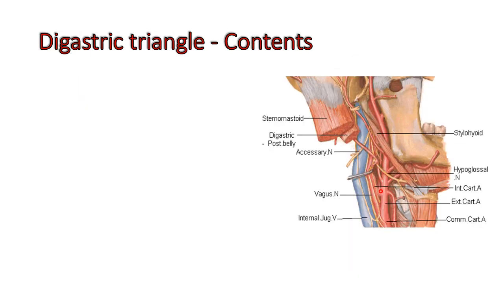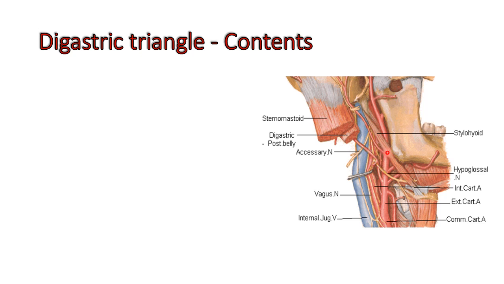In the other, deeper plane, the structure you see is the external carotid artery. The external carotid artery is seen in a groove before entering the parotid gland, because it enters into the parotid gland. Within the parotid gland it divides into two terminal branches: maxillary artery and superficial temporal artery. So it divides into two terminal branches. Okay, so external carotid artery you are able to see.